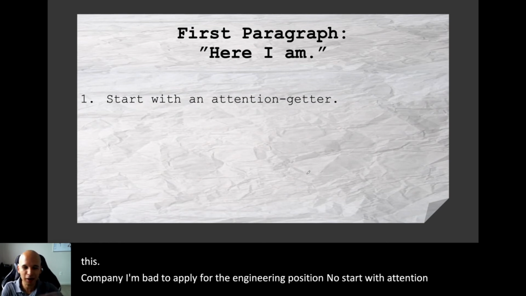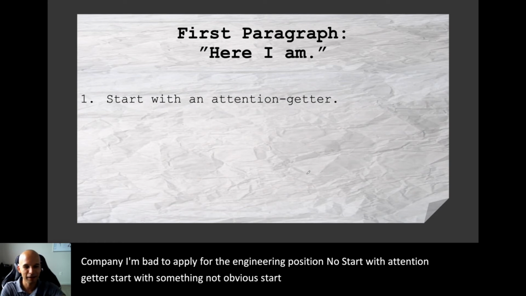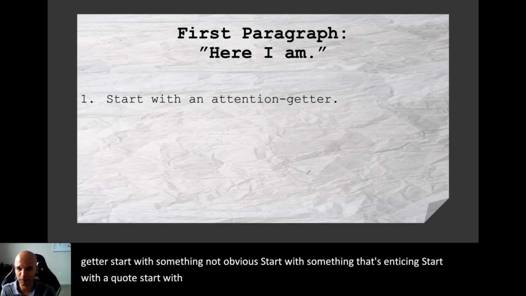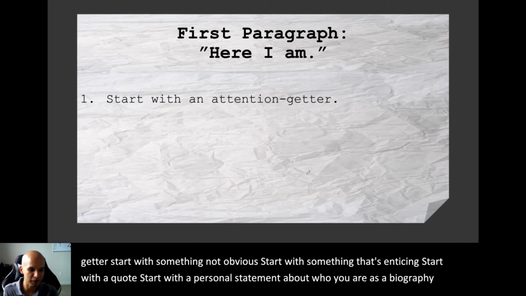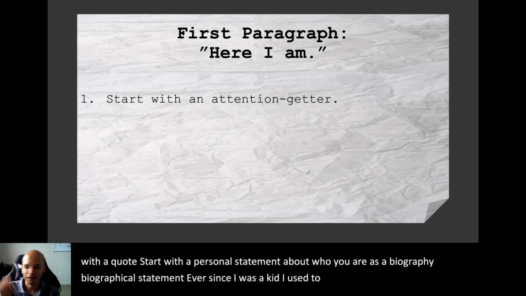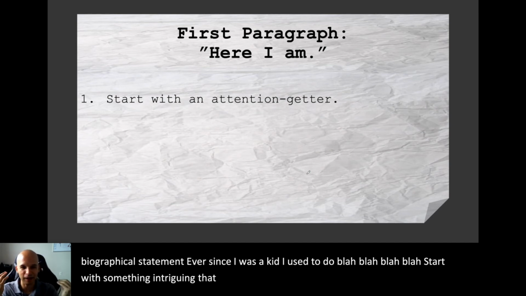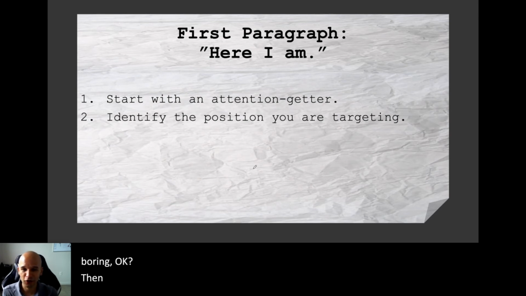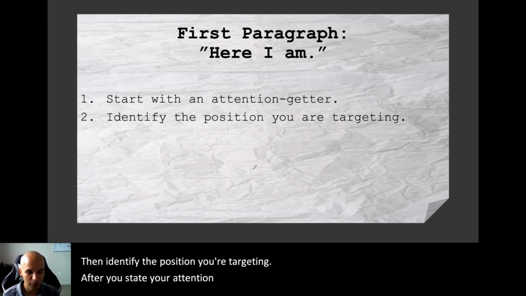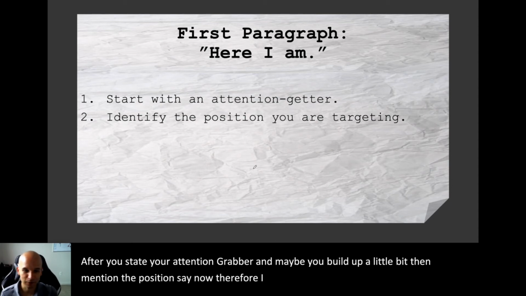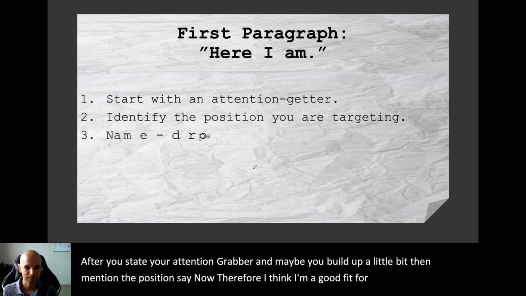Start with something not obvious. Start with something that's enticing. Start with a quote. Start with a personal statement about who you are as a biographical statement. Ever since I was a kid, I used to do blah, blah, blah. Start with something intriguing that will grab my attention, that's not boring, okay? Then, identify the position you're targeting. After you state your attention grabber, and maybe you build up a little bit, then mention the position. Say, now, therefore, I think I'm a good fit for the blah, blah position.